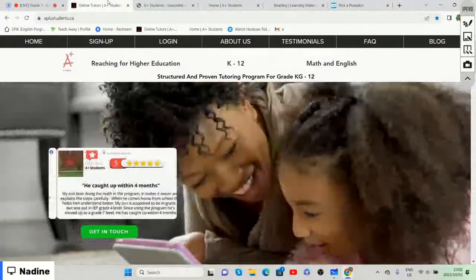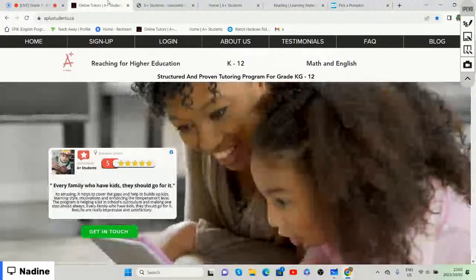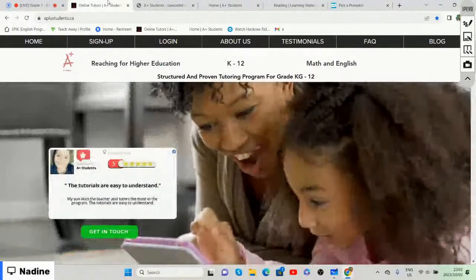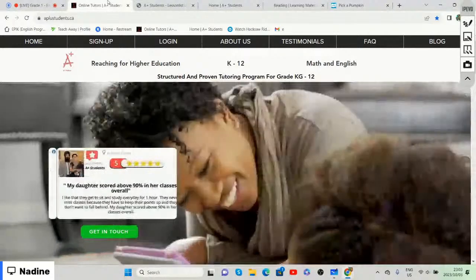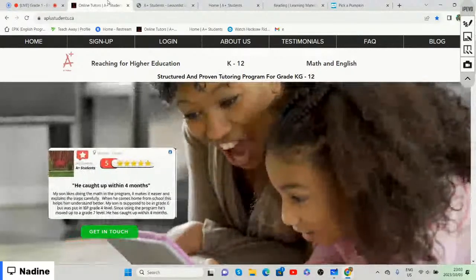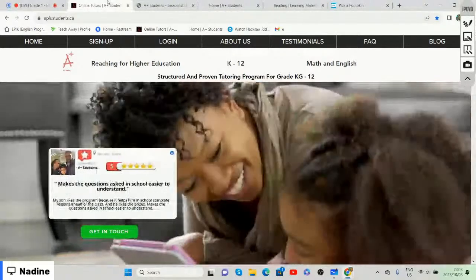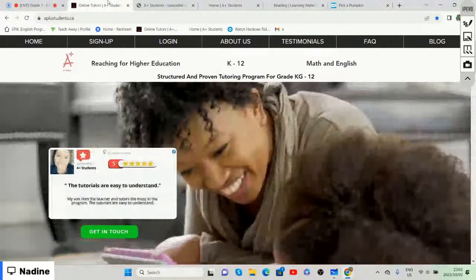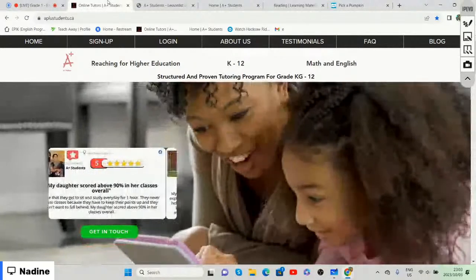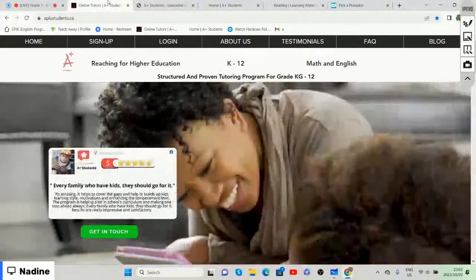Once we've logged in with our username as well as our password, we are going to select the subject of language arts, and then grade 1. Once we've selected grade 1, we are going to scroll down until we get to the chapter of verb tenses.